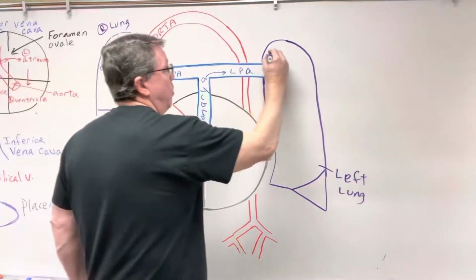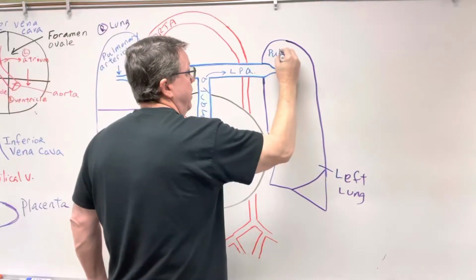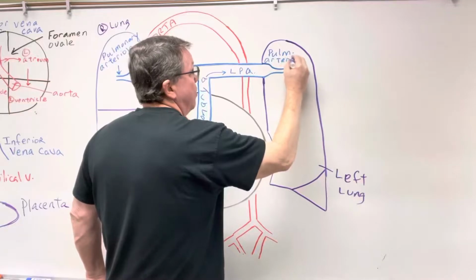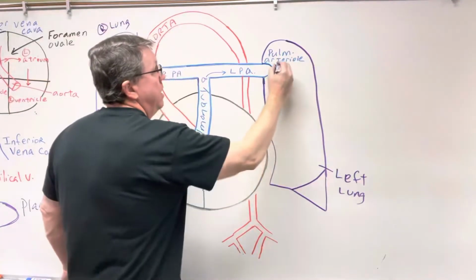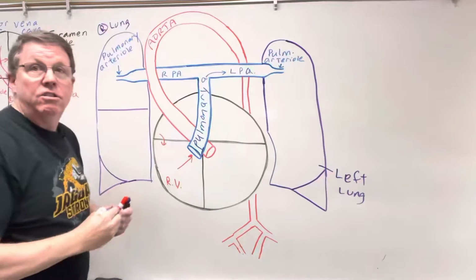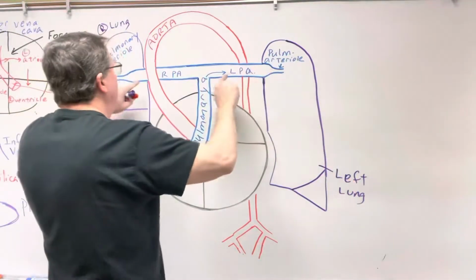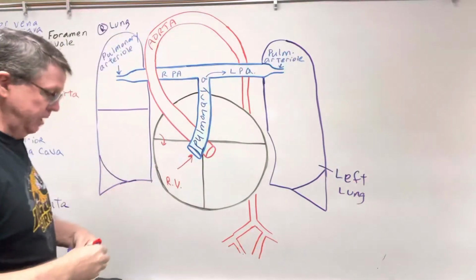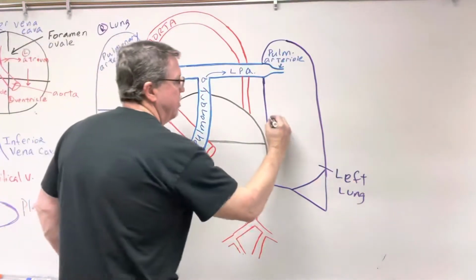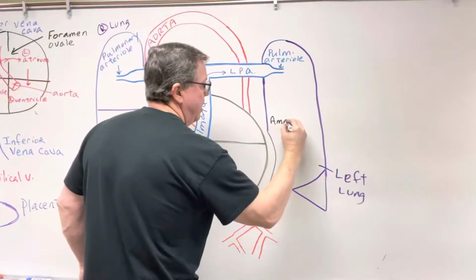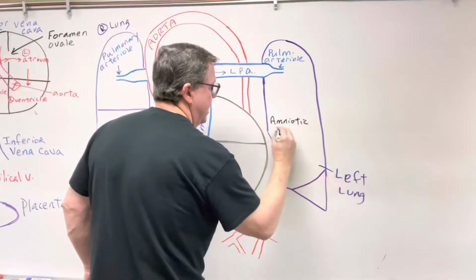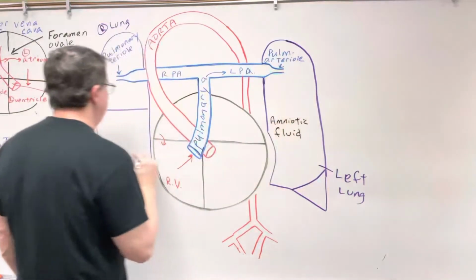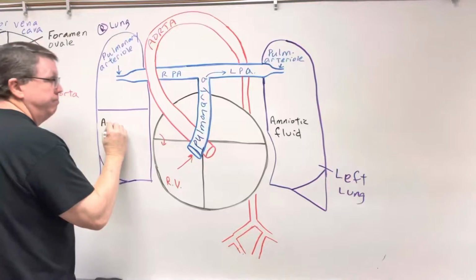So you can see these are closed off. So I'm just going to call this the pulmonary arteriole. And these are closed off, decreased in size. Because they're decreased in size, it's hard for blood to get into the lungs. The reason they're decreased in size is because in the lungs, you have something called amniotic fluid. So the lungs are actually full of a fluid, and because it doesn't need oxygen, these are going to stay closed off. So we have amniotic.